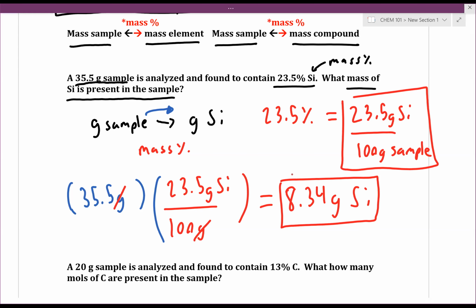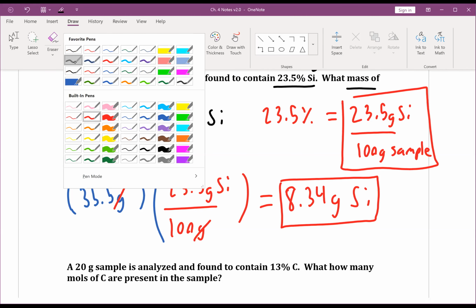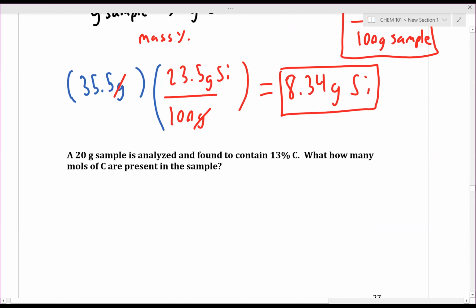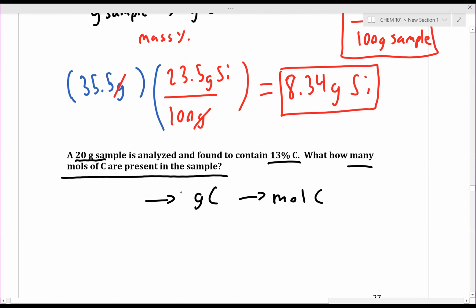So with this established, let's now take a look at another problem. So I'm going to let you loose on this problem. A 20-gram sample is analyzed and found to contain 13% carbon. And I'm asking you how many moles of carbon are present in the sample. It may seem like I'm giving you a problem that looks a little bit different. The only thing I'm asking you that's new in this problem is to go from the grams of carbon to the moles of carbon. And your job is to tell me, well, how do I get the grams of carbon? So take a few moments to work on that.